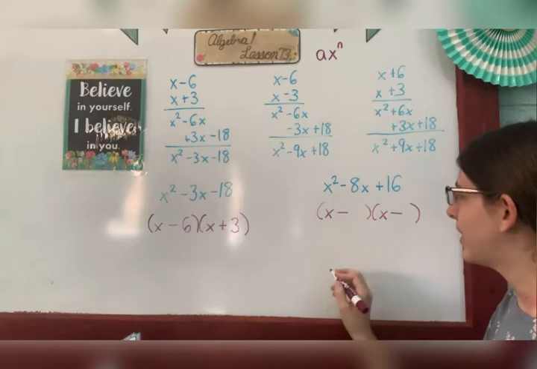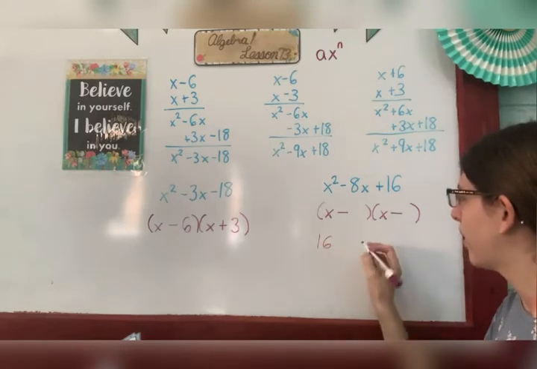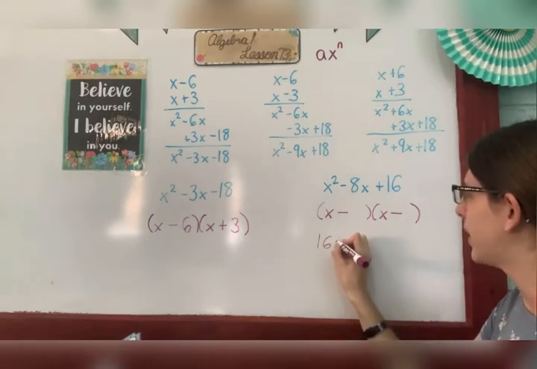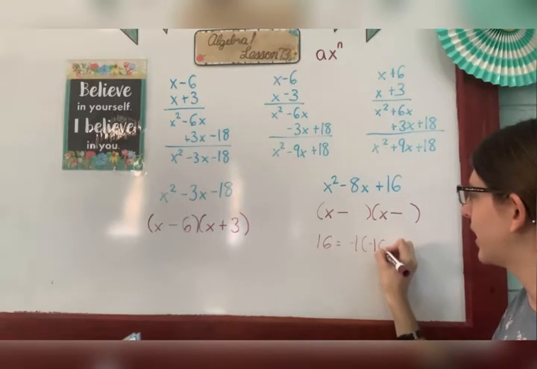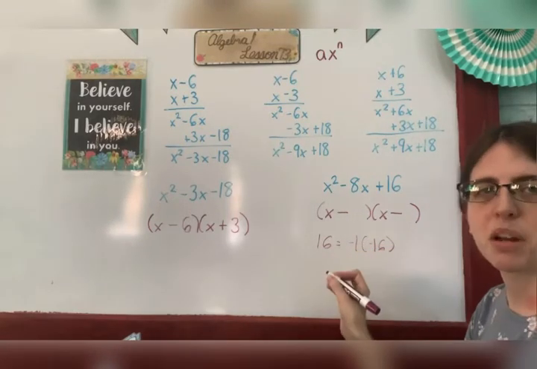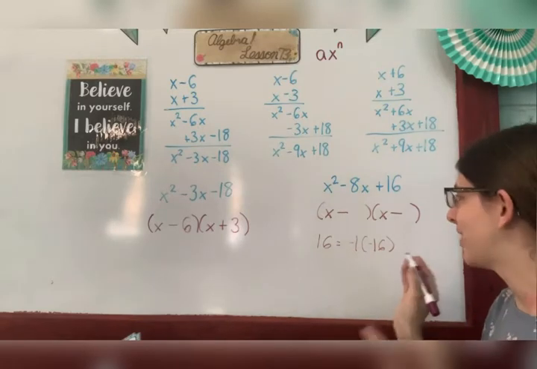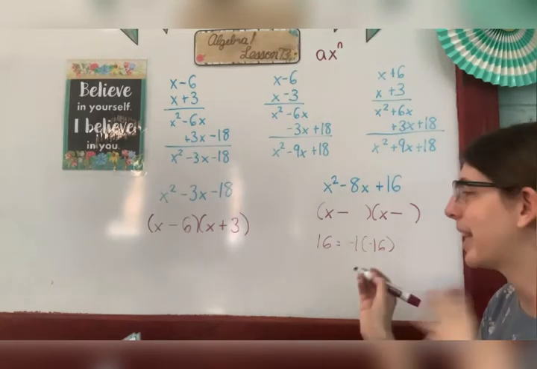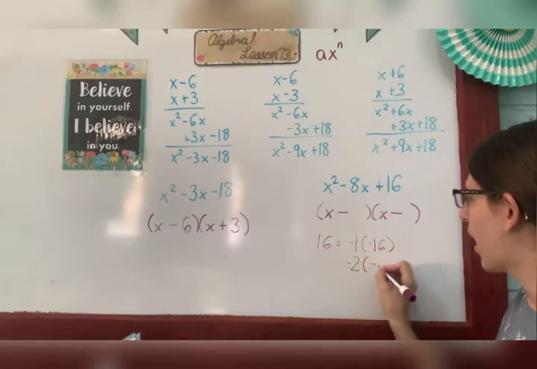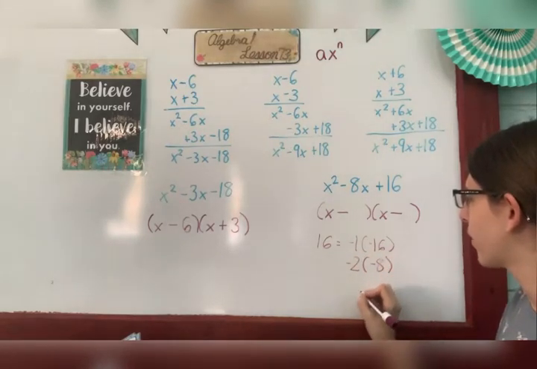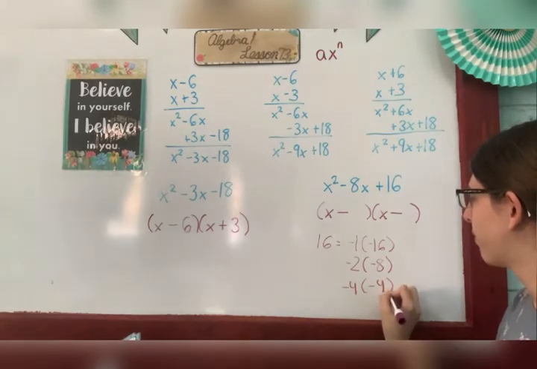So the factors of 16 that would get me to negative 8. So I have negative 1 times negative 16. This one I don't really have to write two sets. It's negative 1 times negative 16, negative 16 times negative 1, that's it. Negative 2 times negative 8, or negative 4 times negative 4.